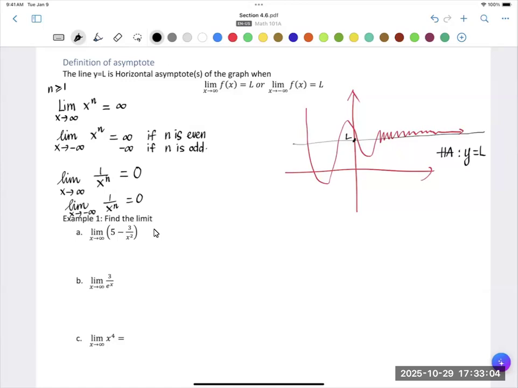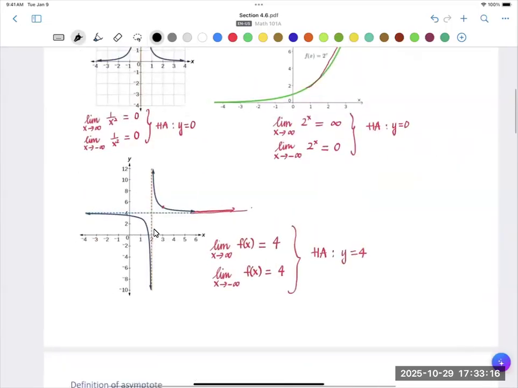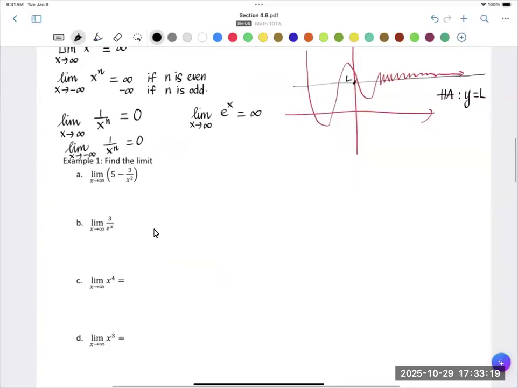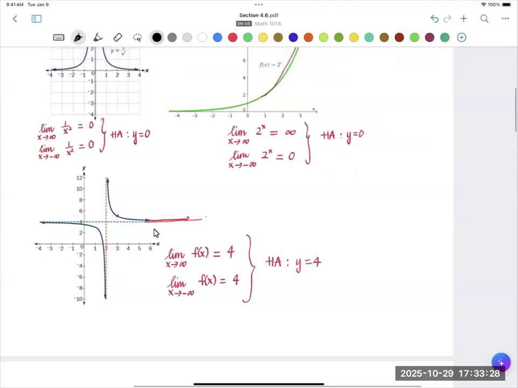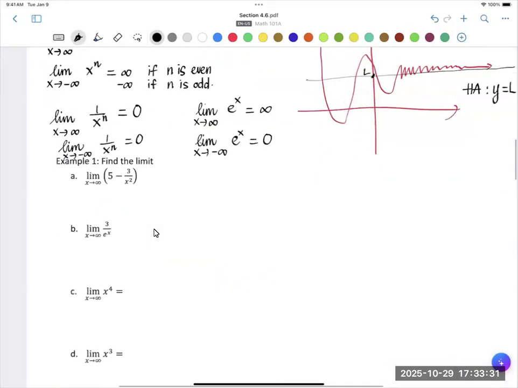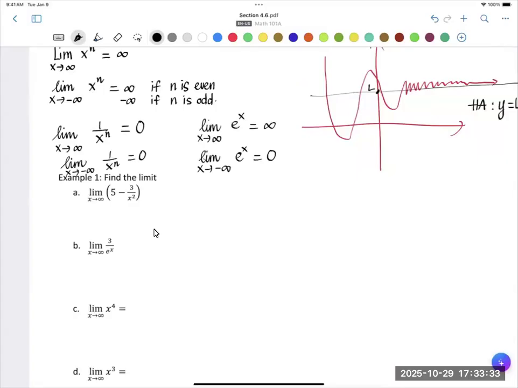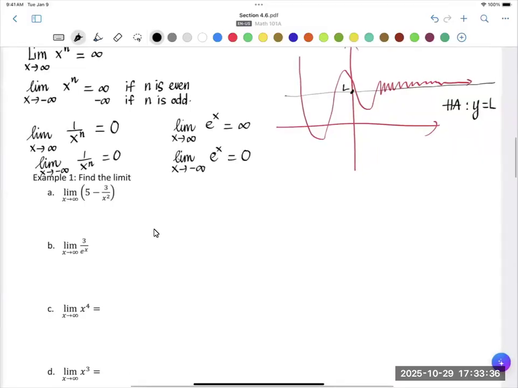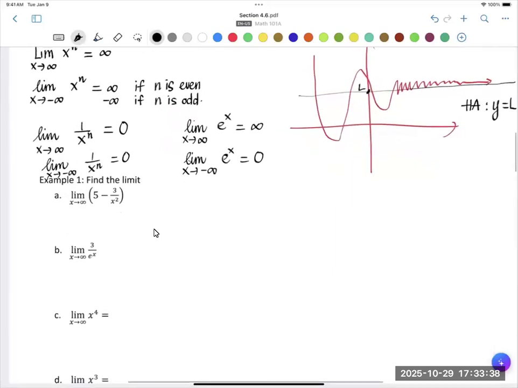And one more thing: the limit as x approaches infinity of e to the power x is going to be infinity, a huge value. And a to the power x is also a huge value. The limit as x approaches negative infinity of e to the power x will be 0, because it's on the other side of the graph. There are many more, but we're just going to use some basics. And then let's take a look at this problem.